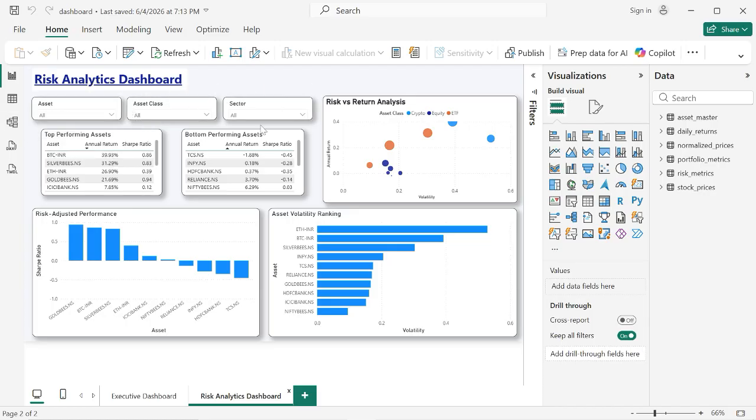Moving on to the second page of this dashboard, here also I have kept the 3 slicers the same, and below these slicers there are 2 tables. The first one is the top performing assets, and the second one is the bottom performing assets. So it shows the top performers and the bottom performers.